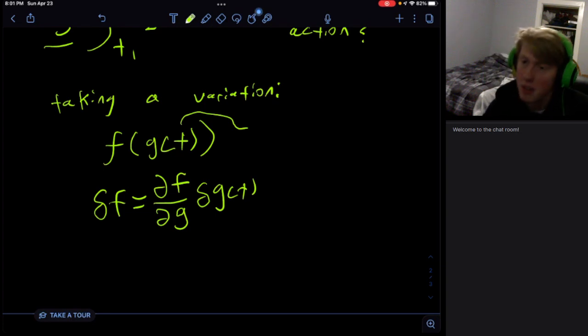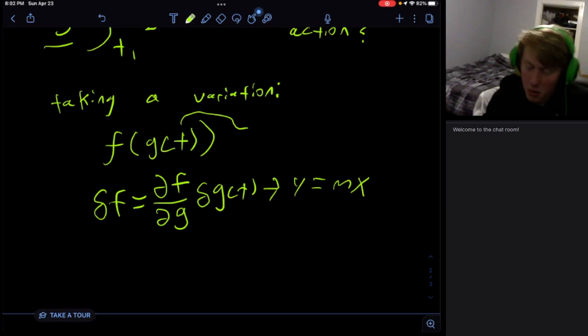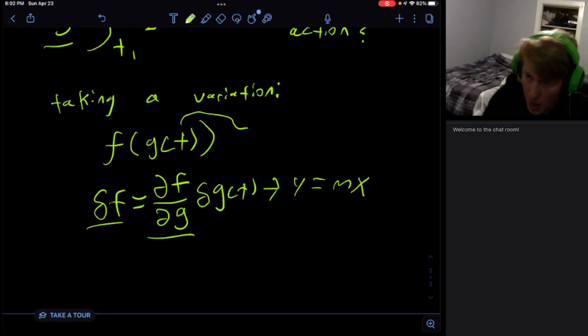And really all this is saying is this is basically just y equals mx plus b. Or actually it's more like y equals mx, where what we're saying is that as we vary g, the function g, we multiply by how f changes as g changes, and then we get how f varies. So that's kind of intuitively how that works.